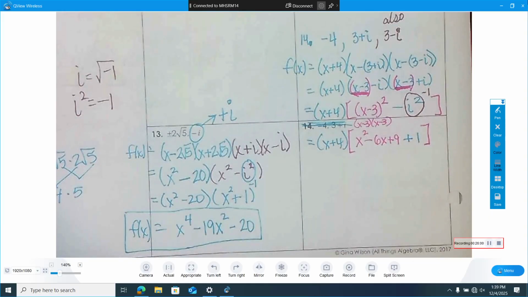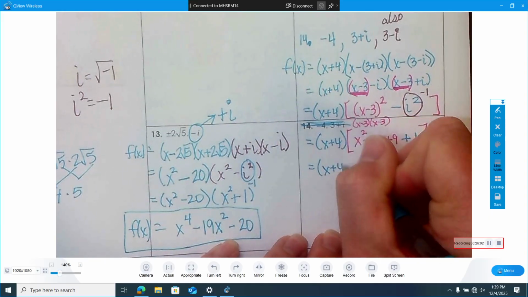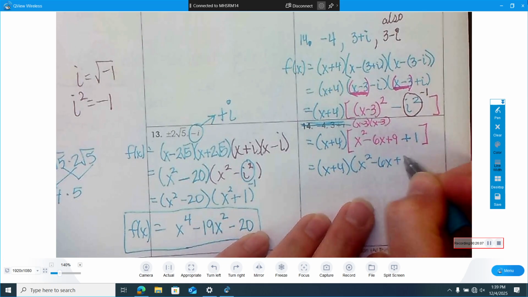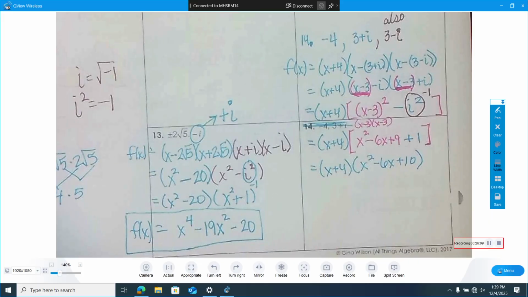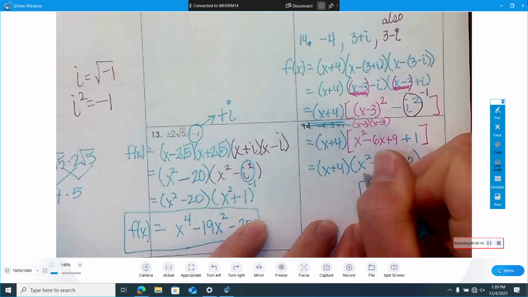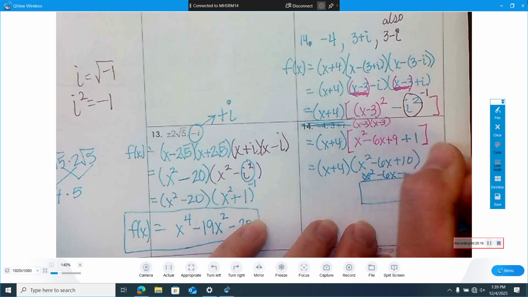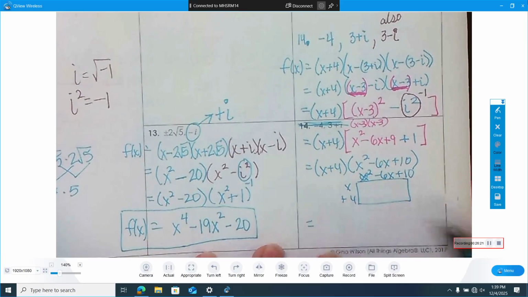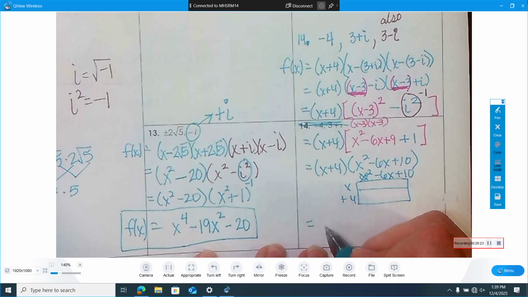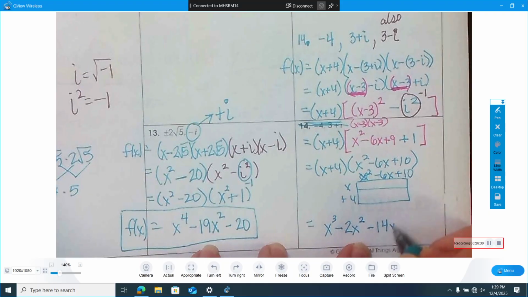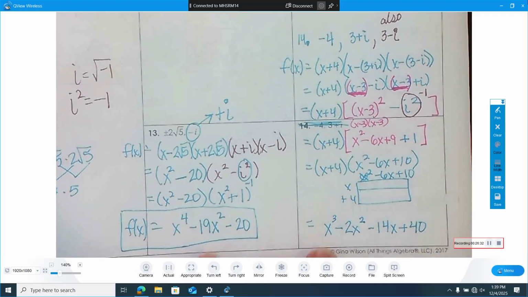Isn't this exciting? It's so horrible. All right, so we have x squared minus 6x plus 10. And then we got the box again. So x squared minus 6x plus 10 and x plus 4. And I'm just going to tell you the answer. x cubed minus 2x squared minus 14x plus 40 is the final answer.